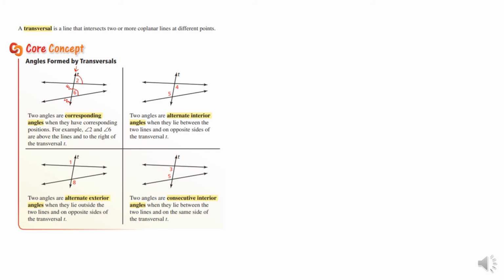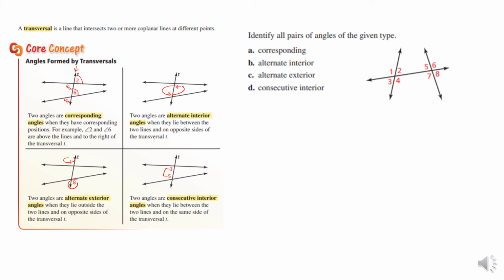Those are corresponding. Two angles are alternate interior angles if they're on opposite sides of the interior of the two lines, opposite sides of the transversal. Two angles are alternate exterior angles when they lie outside the two lines, we're outside them now, but on opposite sides of the transversal. And if we have two angles that are next to each other on the same side inside, those are consecutive interior angles. So now they're going to ask us to identify all pairs of the angles that are given.